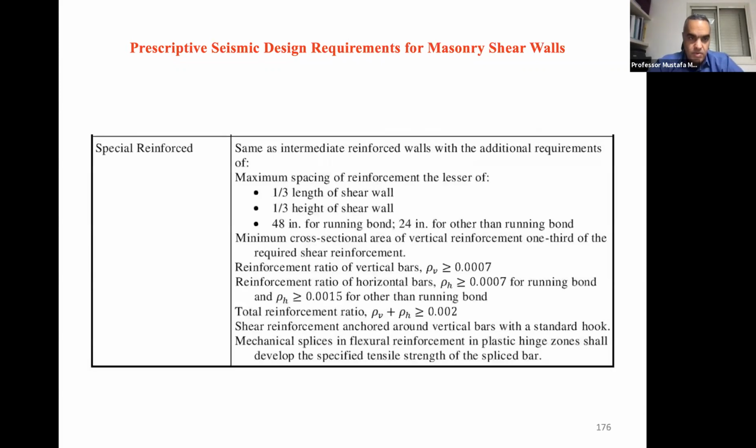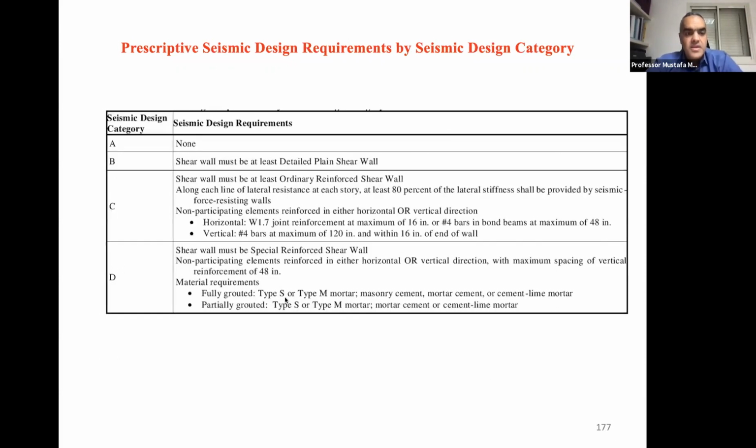So going to the last slide here. If you are in seismic design category A, none. If you are in B, the shear wall must be at least detailed as plain shear walls. If you are in C, then you do have some requirements, including minimum reinforcement requirements. If you are in seismic design category D, then that's a special wall. Then you also have requirements, including, for example, fully grouted, type S or type M mortar. So these are some of the prescriptive requirements that you have to use depending on the seismic design category.